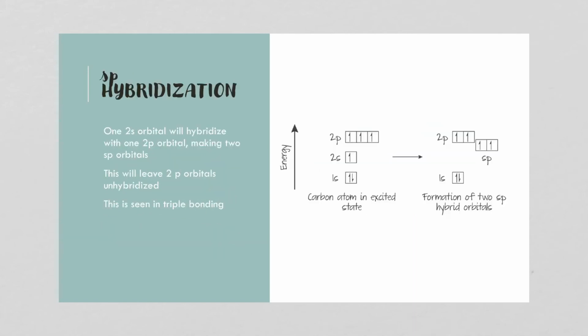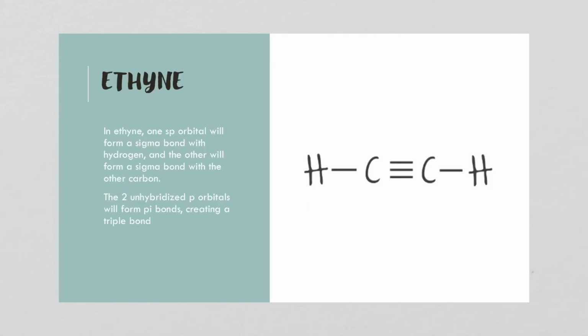The third type of hybridization is sp hybridization. The 1 2s orbital will hybridize with 1 2p orbital, making 2 sp orbitals. This will leave 2 p orbitals unhybridized, which will allow for 2 pi bonds to form, which would lead to a triple bond formation. So this is seen in ethyne. 1 sp orbital will form a sigma bond with hydrogen, and the other sp orbital will form a sigma bond with the other carbon, and then the 2 unhybridized p orbitals will form pi bonds, which will lead to a formation of a triple bond.